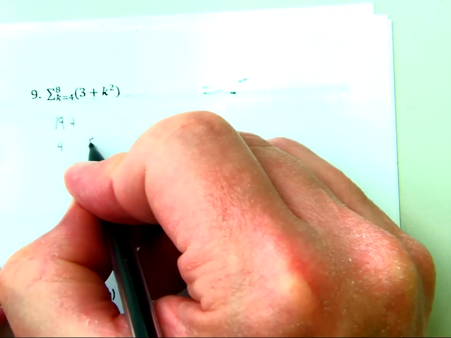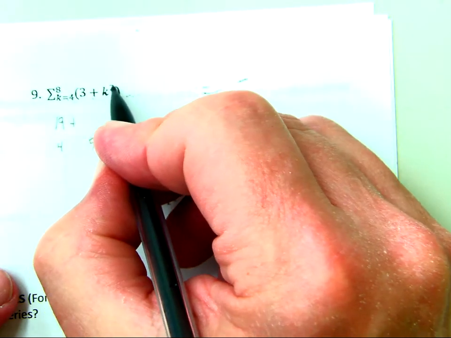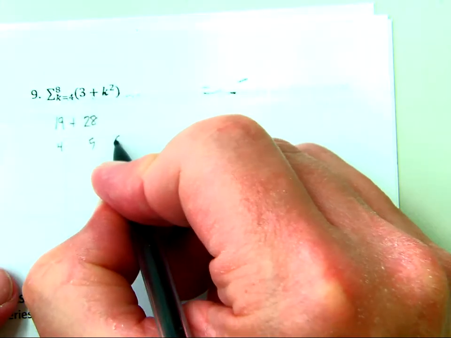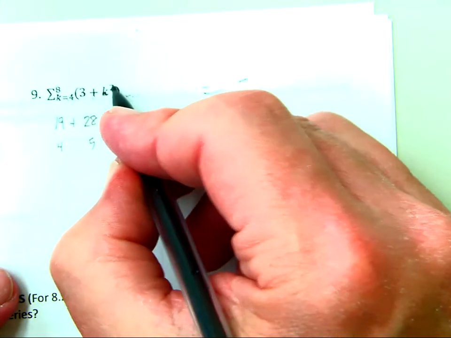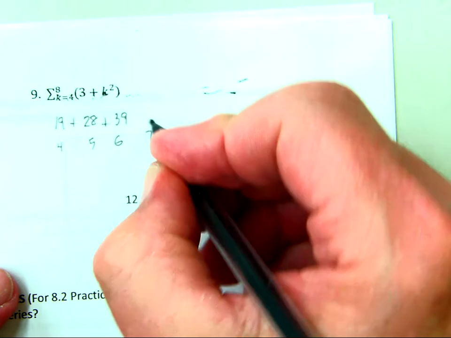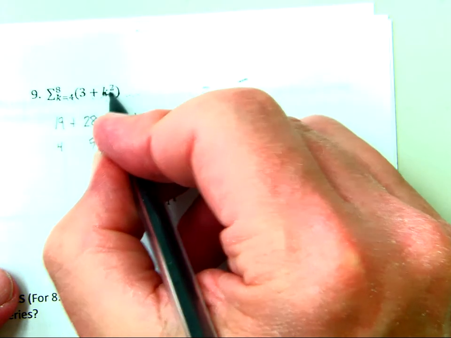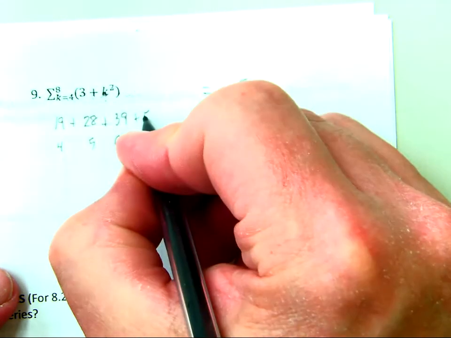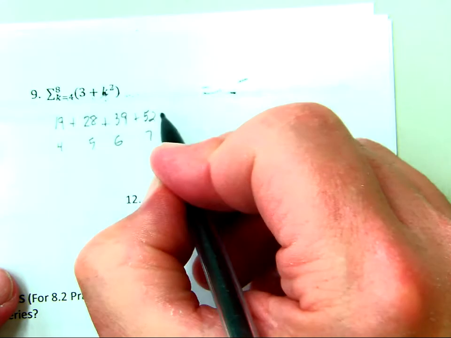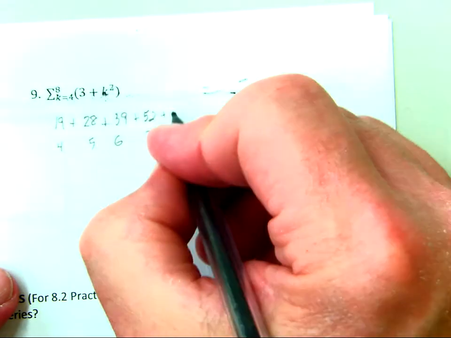Then we plug in 5. 5 squared is 25, plus 3 is 28. Then we plug in 6. 6 squared is 36, plus 3 is 39. Then we plug in 7. 7 squared is 49, plus 3 is 52. Then we plug in 8. 8 squared is 64, plus 3 is 67.